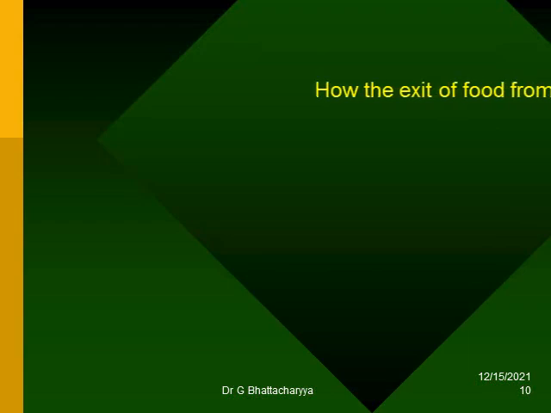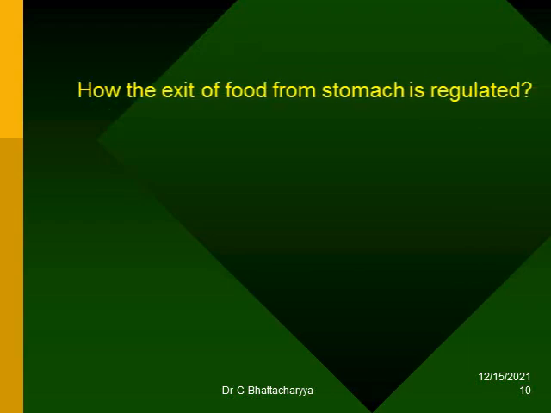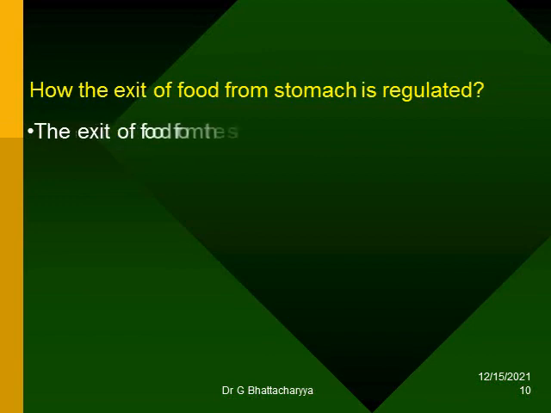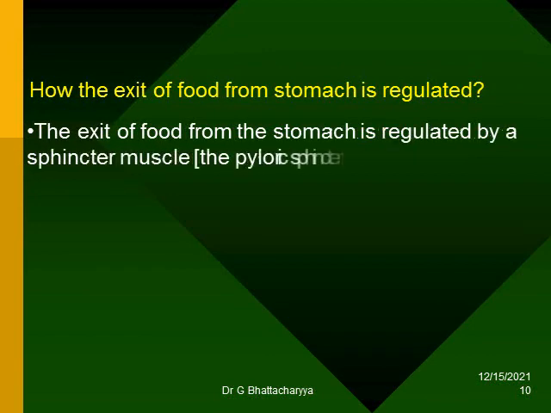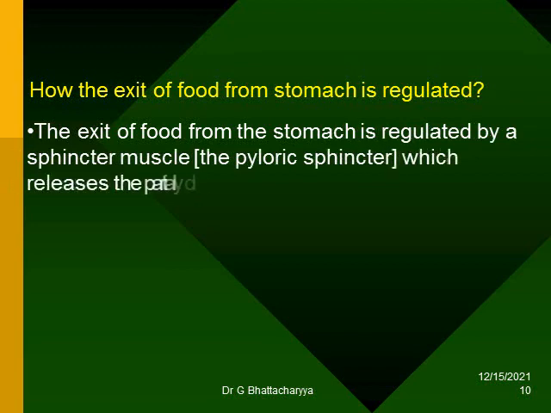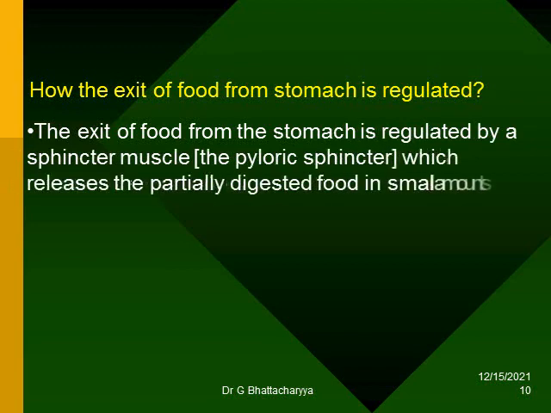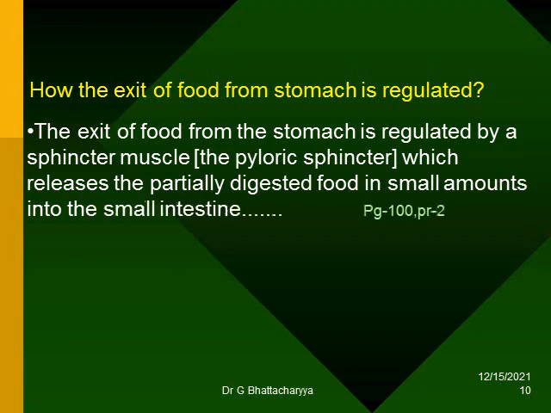How is the exit of food from the stomach regulated? The exit of food from the stomach is regulated by a sphincter muscle, the pyloric sphincter, which releases the partially digested food in small amounts into the small intestine.